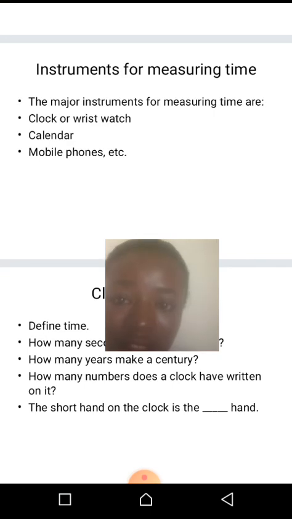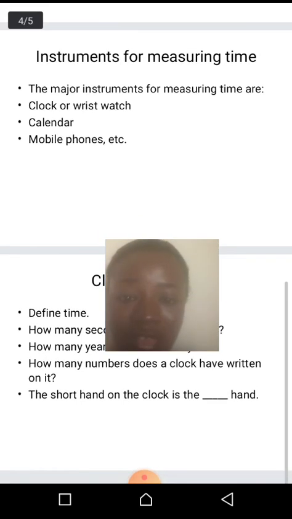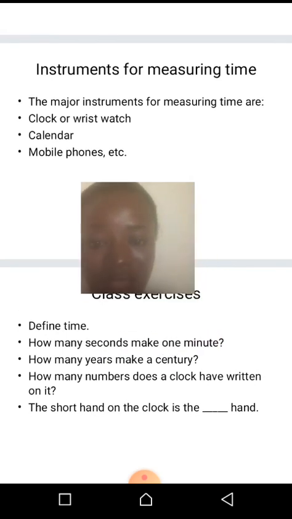Okay, so let's continue from where we stopped. We have looked at the clock as one of the instruments for measuring time. Another is the wristwatch. It does the same thing as the clock. We have the calendar and we have mobile phones. Now, these are instruments used for measuring time. Remember that a day from the video we watched has 24 hours.